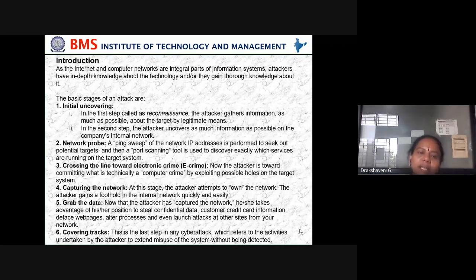Next one, crossing the line toward electronic crime, or e-crime. Now the attacker is committing what is technically a computer crime by exploiting possible holes on a target system. That's what crossing the line toward electronic crime means.